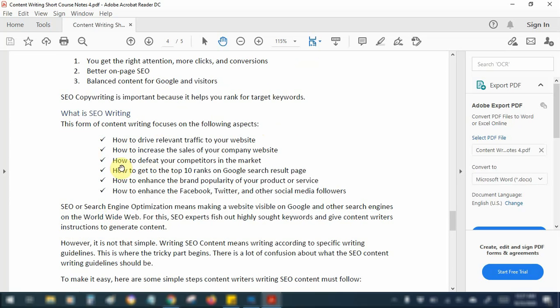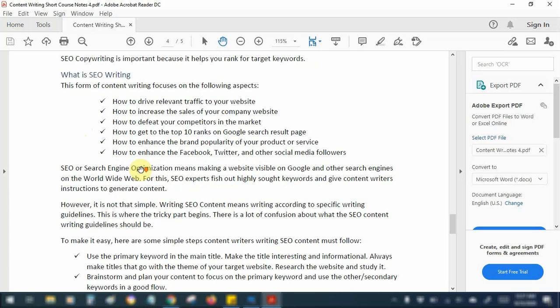So here is a brief about what SEO writing is, and I have explained that this form of content writing focuses on the following aspects: how to drive relevant traffic to the website, increase sales for your company website, how to defeat your competitor, how to get to the top 10 on Google searches, maybe even top 3 if the SEO team is very good and they have spent enough time doing the research and given the right keywords, how to enhance brand popularity for your product or service, and it must be able to give you a good insight into social media and the following, it should enhance it. You should be able to create more following on these platforms.